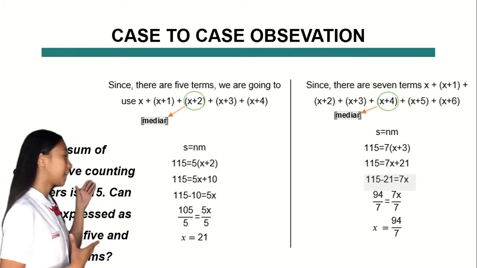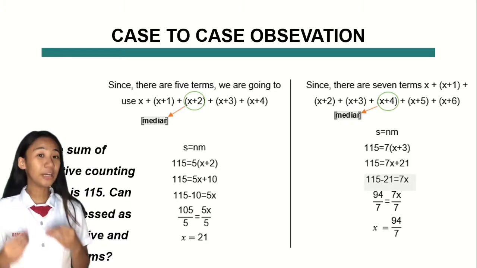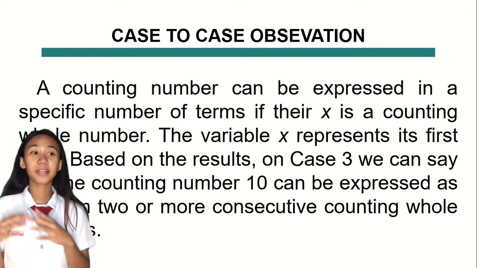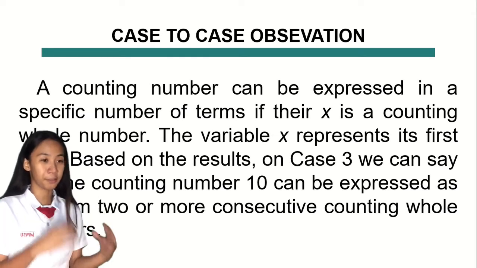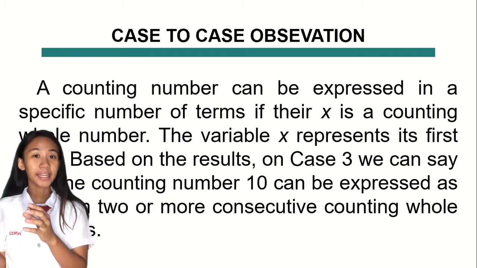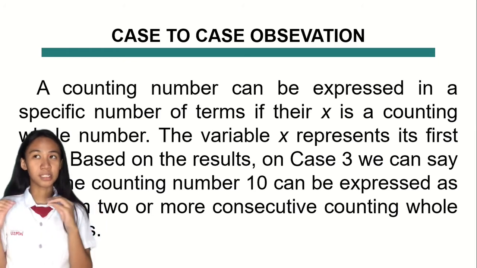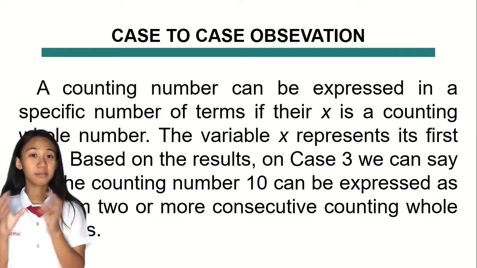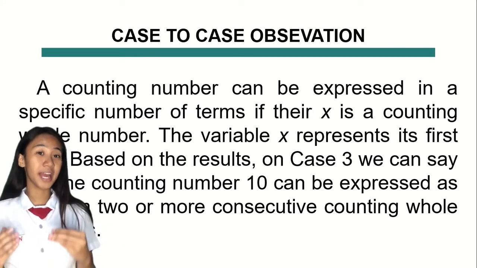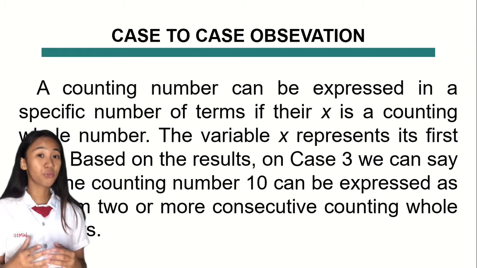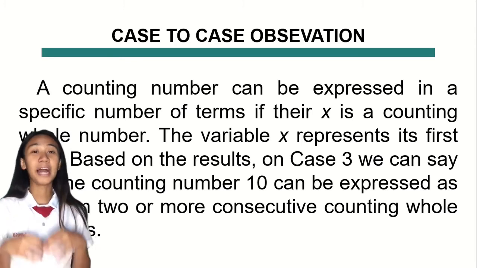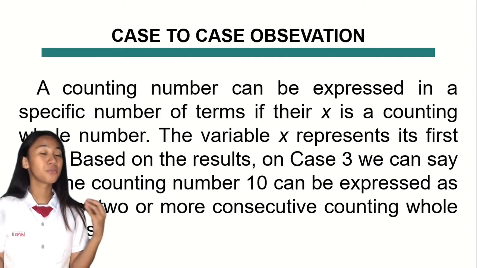So based on the cases we presented earlier, a counting number can be expressed in a specific number of terms if their x is a counting whole number. So let us say that you are going to express 10 in a specific number of terms, such as 6 terms, 5 terms, 4 terms, or 2 terms. So if their result, or if their x is a whole number, therefore it can be expressed in that specific number of terms. And our x here represents our first term.